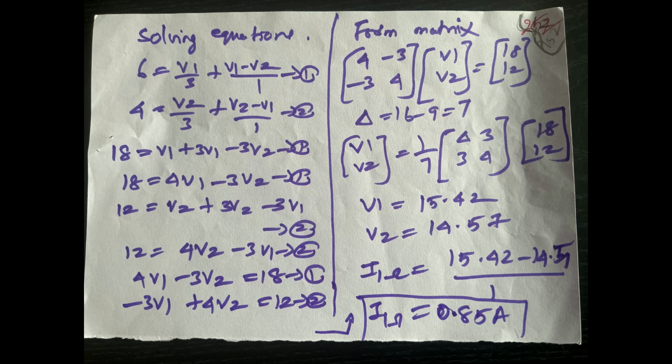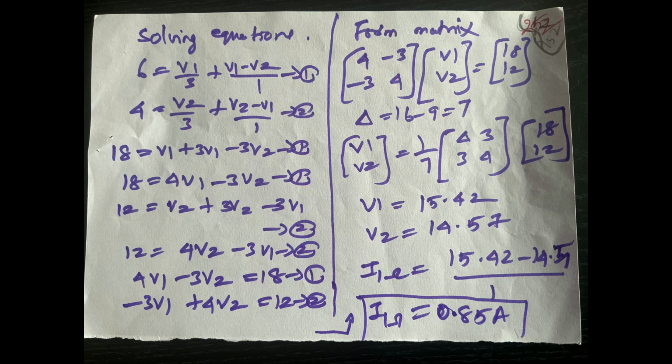On that page, we see the equations being solved. The first node meets the 6 ampere source, the 3 ohm and the 1 ohm. So V1 divided by 3 plus V1 minus V2 divided by 1 equals 6 ampere. The second node meets the 3 ohm resistance, the 4 ampere source and the 1 ohm resistance. So 4 equals V2 divided by 3 plus V2 minus V1 divided by 1, in the opposite direction.